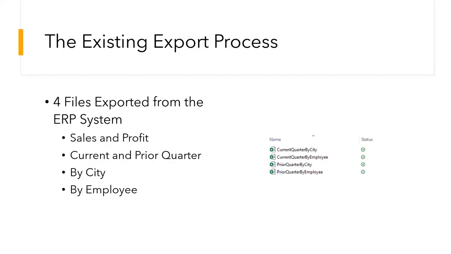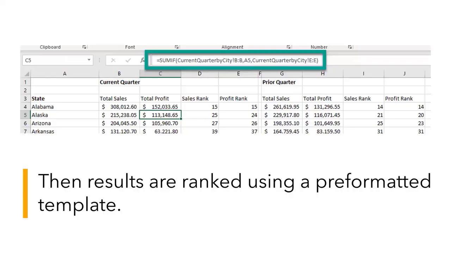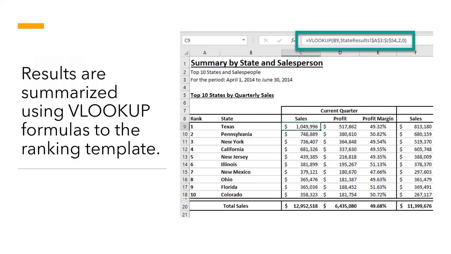So what is the existing manual process? Well, you export 4 files from the ERP system: the current city by employee, the current quarter by employee, as well as prior quarter. These files contain sales and profit, and are used in the manual extraction process. They copy the files that they've developed from the ERP system into an Excel template. They then take the data that's been in there, and they have a ranking sheet which ranks the necessary information using SUMIF formulas. And finally, the SUMIF formulas are then taken through a VLOOKUP system onto a main page, which is then the final report.